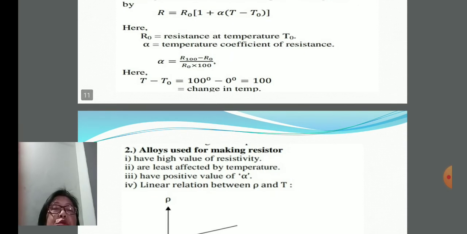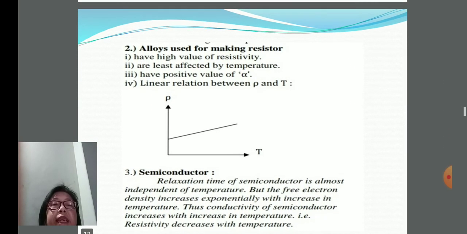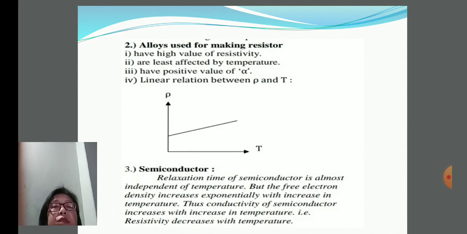Now comes variations of resistivity with temperature in case of alloys. For alloys, we have a very high value of resistivity, and they are less affected by temperature, and at the same time they have a very small positive value of alpha, and there is a linear relation between resistivity and temperature. So if you had to plot a graph between resistivity and temperature, you will get a linear graph as shown in the figure.